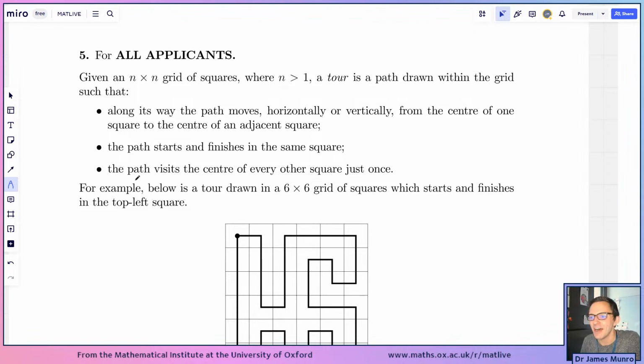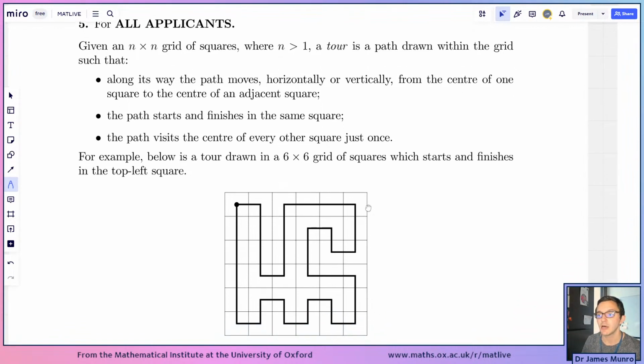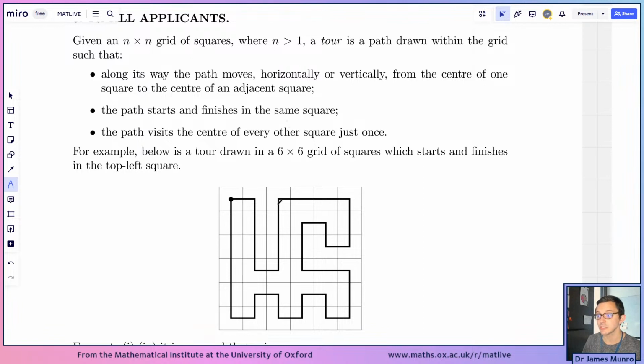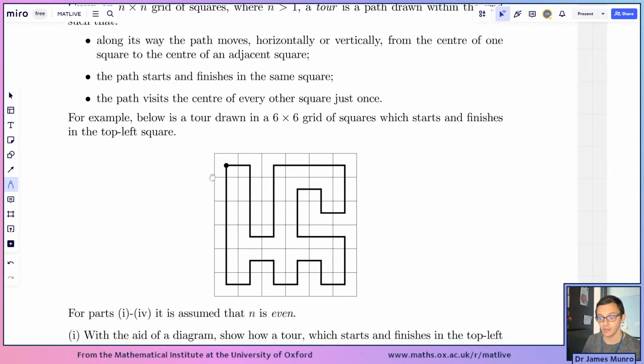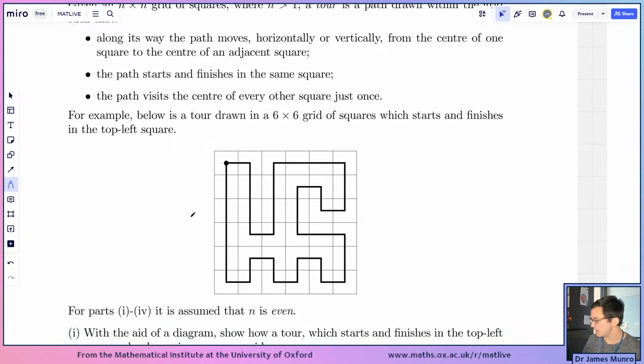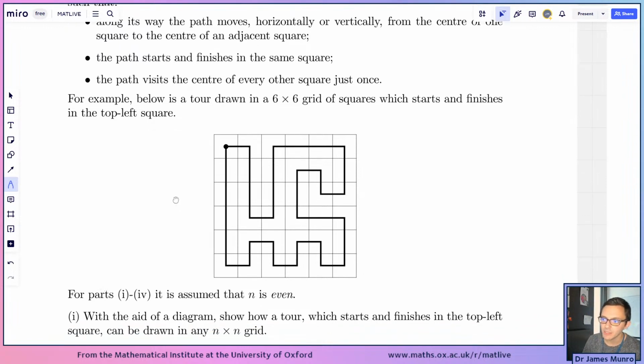Right, let's go. A tour is a path drawn within a grid such that along its way the path moves horizontally or vertically, not diagonally, from the centre of one square to the centre of a neighbouring square. Okay. The path starts and finishes in the same square, that's good, and passes through the centre of every other square just once. Here's a 6 by 6 grid, starting and finishing in the top left square. I do like question 5s. I think they're often quite mathematical in the way that they use quite basic maths.